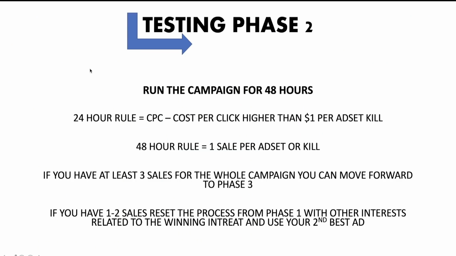So what you want to do is run that campaign for 48 hours, and these are the rules. 24-hour rule is you want a cost per click at $1 or lower. 48-hour rule, you want 1 sale per ad set or kill it. If you have at least 3 sales for the whole campaign, you can move forward to phase 3. If you have 1 to 2 sales, you can reset the process from phase 1 with an interest related to the second best ad set, and you want to be using the second best creative, which would be a single image ad, because that's the one that I didn't use for the first campaign.